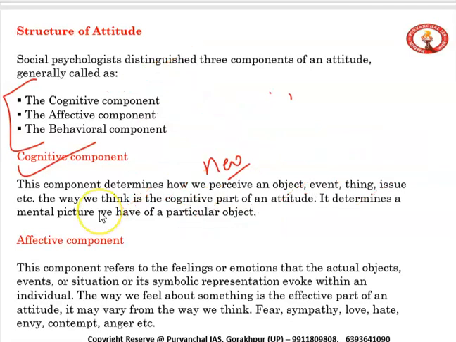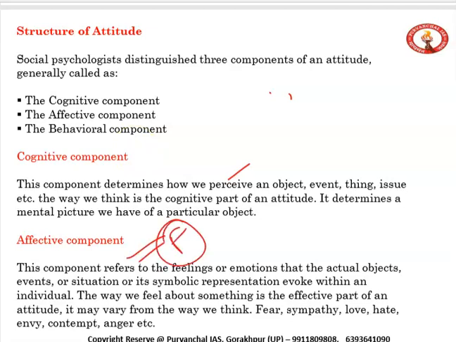Okay, so simply it determines a mental picture we have acquired for a particular object or matter. This is the cognitive component. Let's understand the affective component. The affective component refers to feelings or emotions associated with an attitude object.